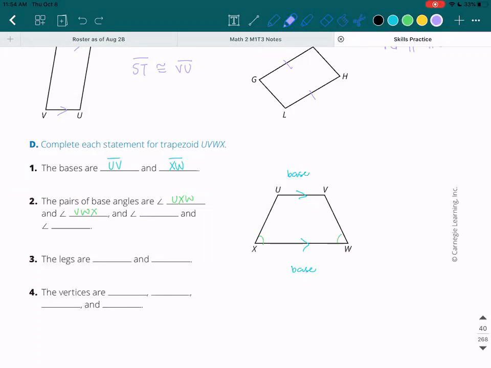Let's do the other pair of base angles. I'll do it in, I don't know, purple. This one and this one. Can you name those for me? Okay, I'll name this one. I'm just going to start with XUV. Or if you did VUX, same thing, it's totally fine. That's this one. And then somebody name the other angle for us.